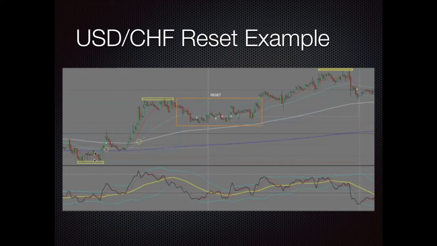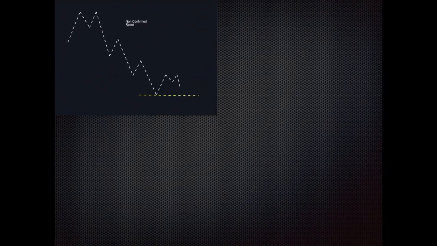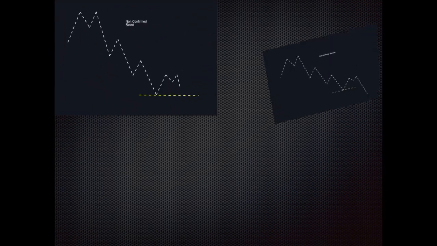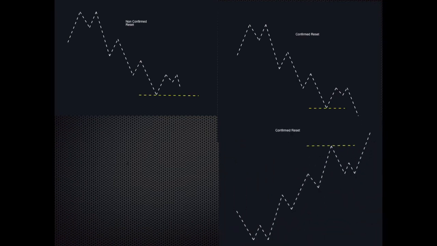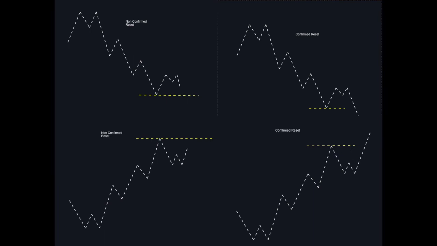So remember, for a reset to occur, we need the 3 levels, and then if on the 3rd level we break the high of level 3, like we did here, this is your reset. If this did not break and it just came down, this is not a reset. So here are some examples of what a confirmed reset and an unconfirmed reset look like.